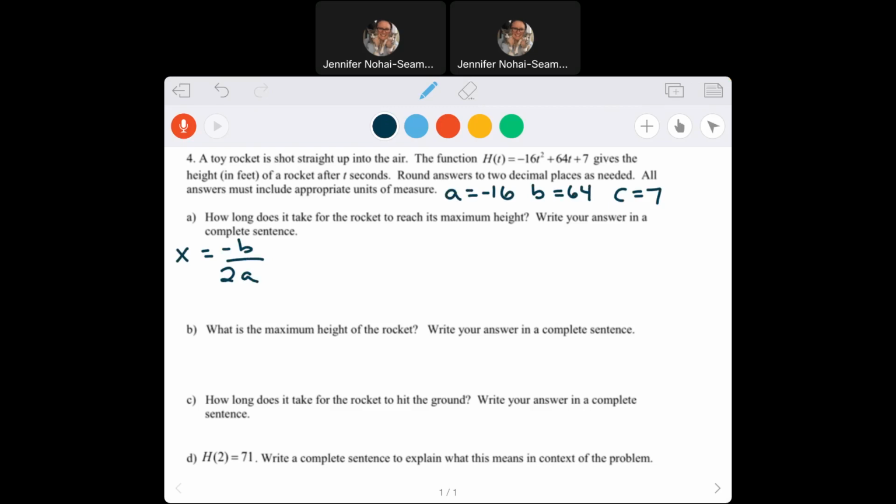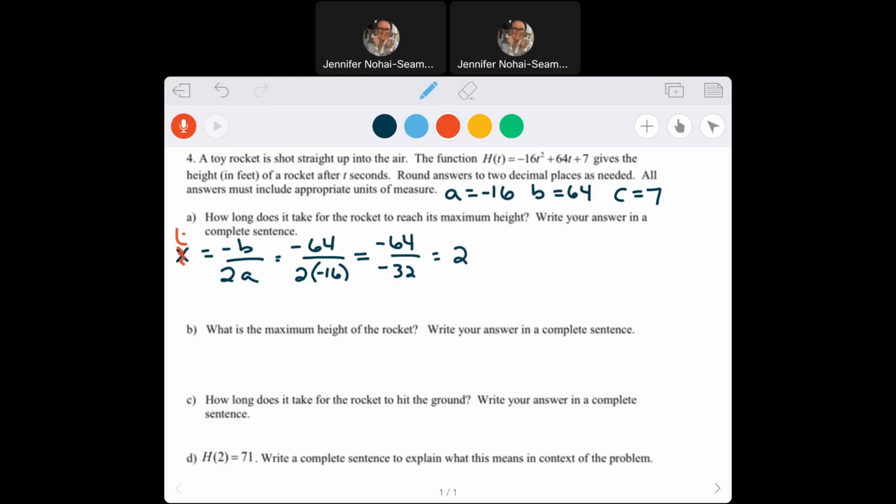All right, so if we want to compute this, we want to take the negative of b, so that's -64 over 2 times a, and a is also negative. So we'll have -64 over -32, and that turns out to be +2.